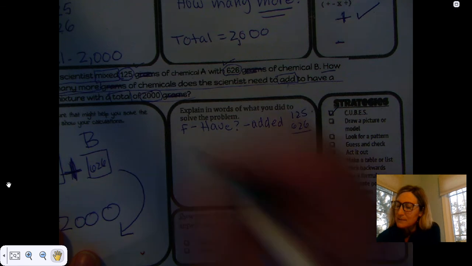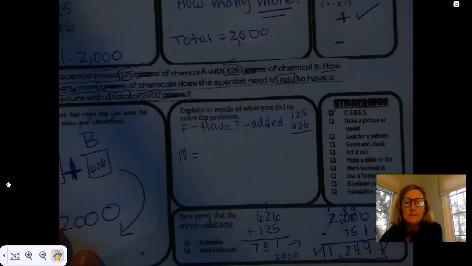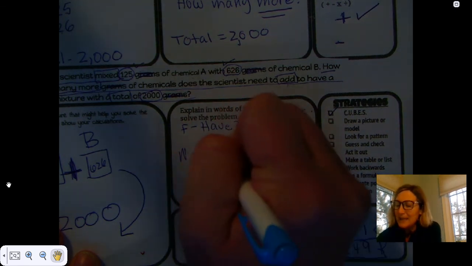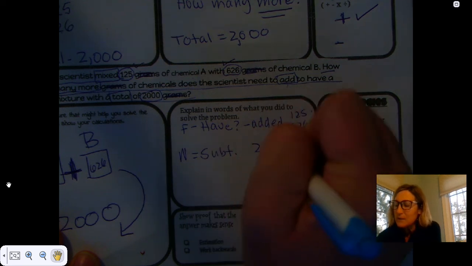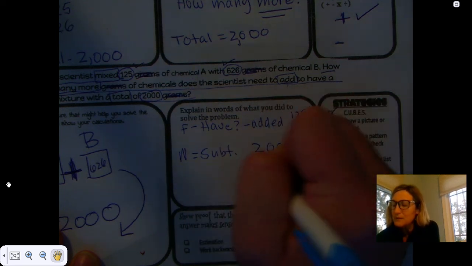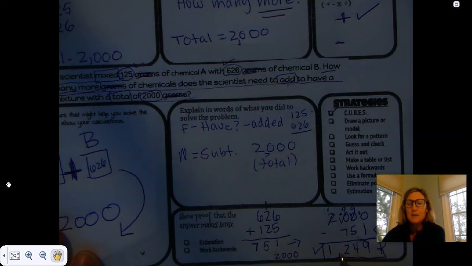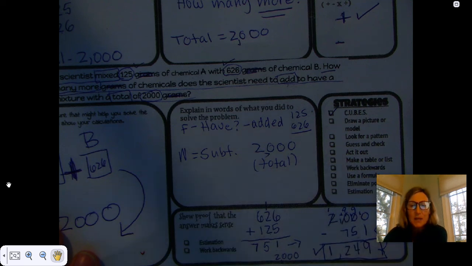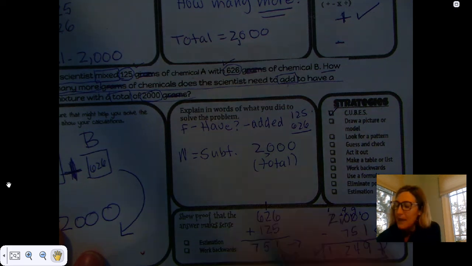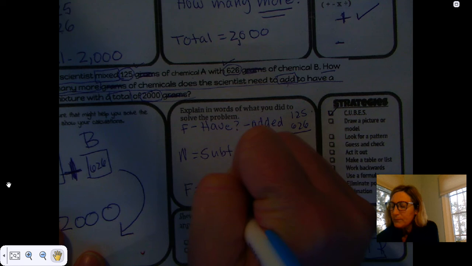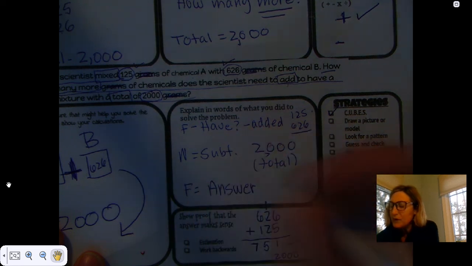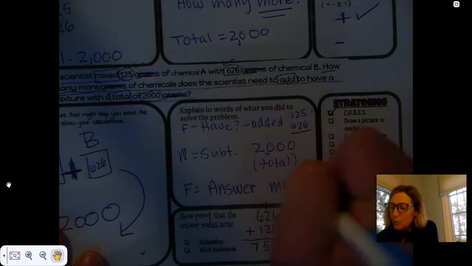And next, N for next, we subtracted from 2,000. We subtracted from 2,000, which was our total, okay? Because we knew we needed to find the difference, okay? We knew what we had already, and we needed to subtract to find out how much more we needed, okay? And then finally, we got our answer. After we subtracted, we found our answer for how much more.